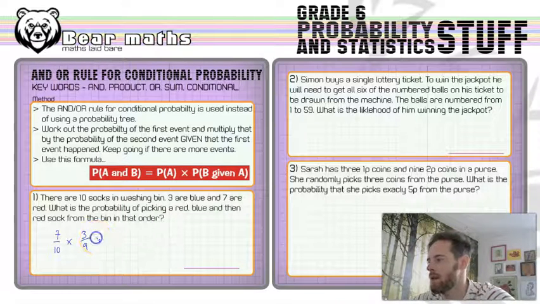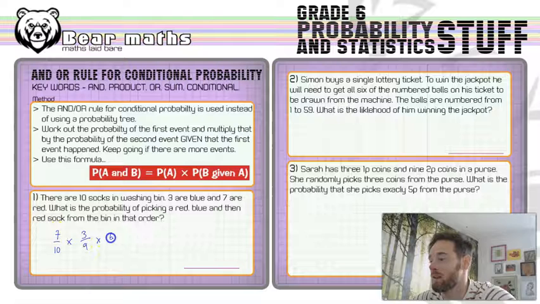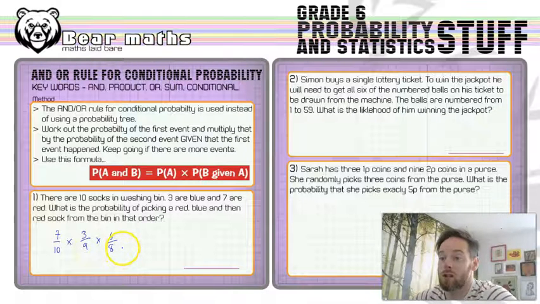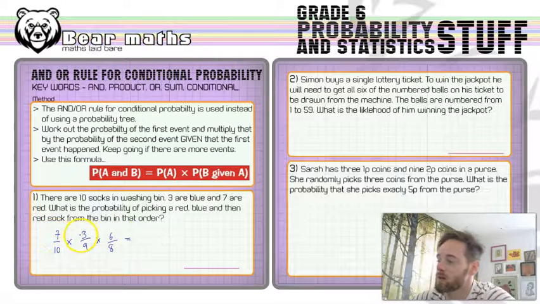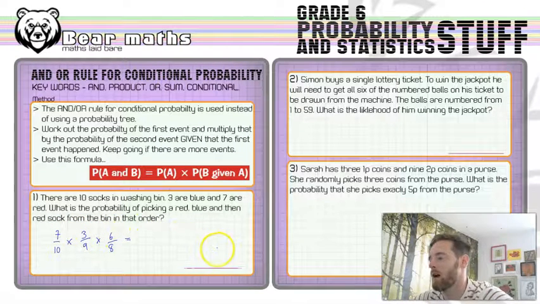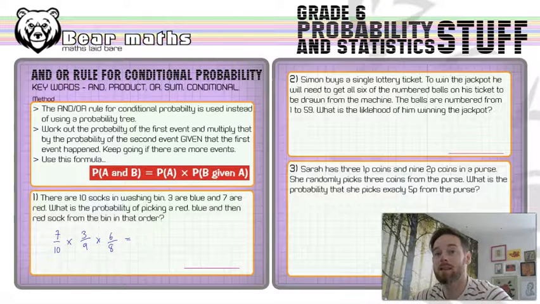Hopefully that makes sense. And then we multiply by, and we want a red one next. Well, we got a red one on the first go, so there must mean there's 6 red ones left, and then there'll be 8 socks in there because we've taken 2 socks out of that washing bin. All right, it's thinking logically, basically, and then we just use our math skill to multiply the fractions together. So 7 times 3 is 21, times it by 6 is whatever it is. I'm going to get my calculator in to multiply these fractions because it's going to be a bit easier.